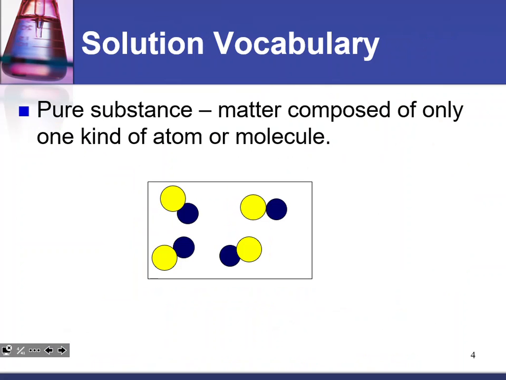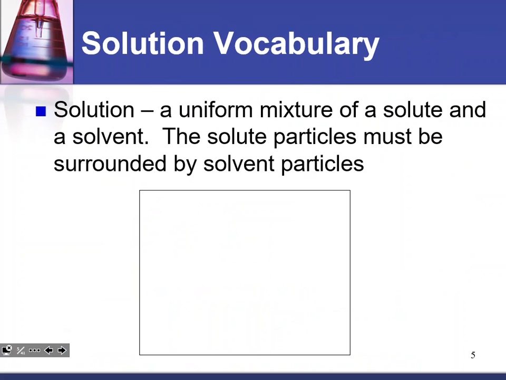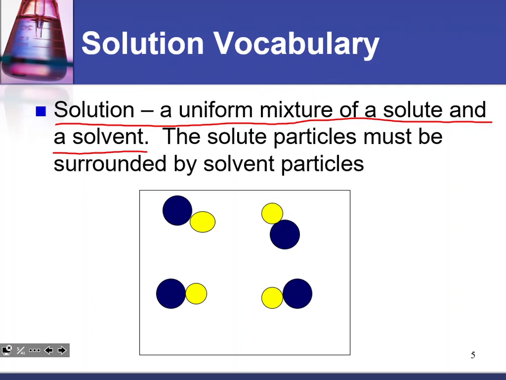All right, so next thing we'll be looking at is a solution, and really all you need to write, of course, is the first sentence right here. A uniform mixture of a solute and solvent, okay? The solute particles get surrounded by the solvent. So in this particular case, we're looking at this picture.